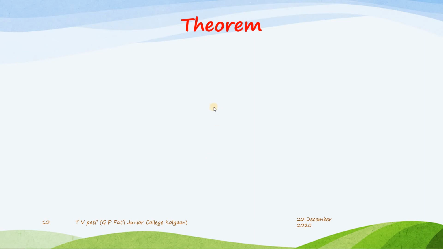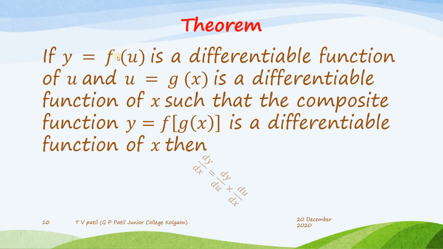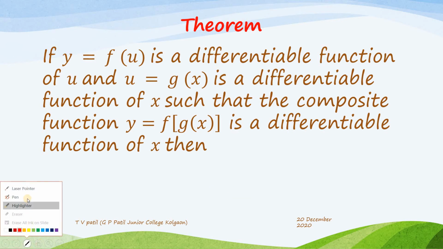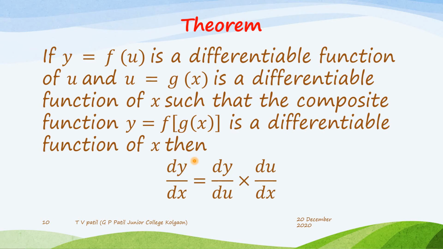For that we have to look at a theorem. What theorem? If y is a differentiable function of u, and u is a differentiable function of x, such that the composite function y is equal to f of g of x is a differentiable function of x, then dy by dx is equal to dy by du into du by dx.